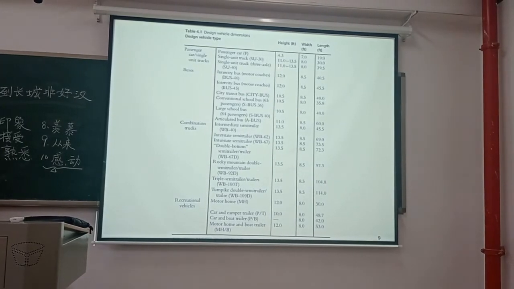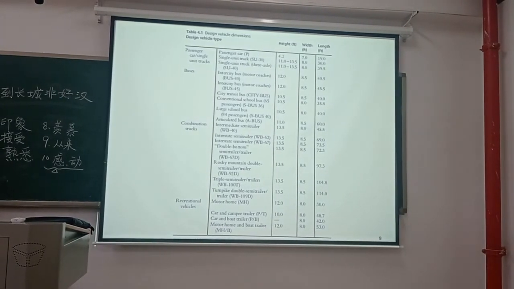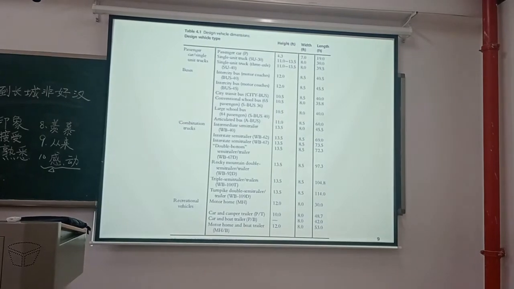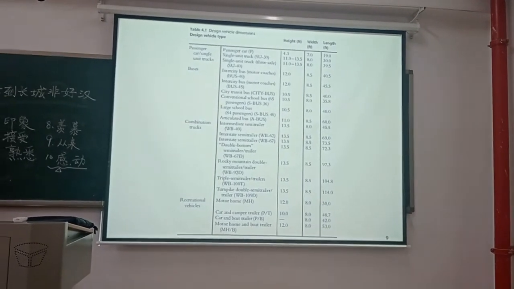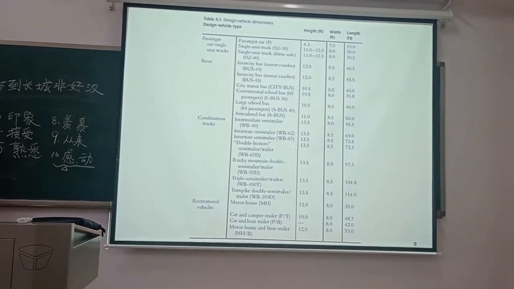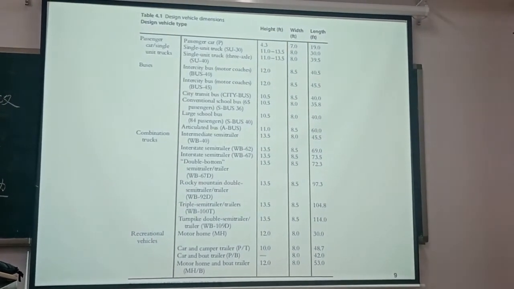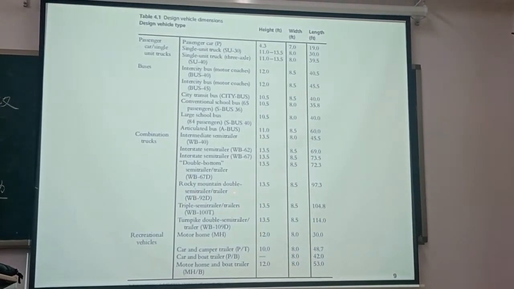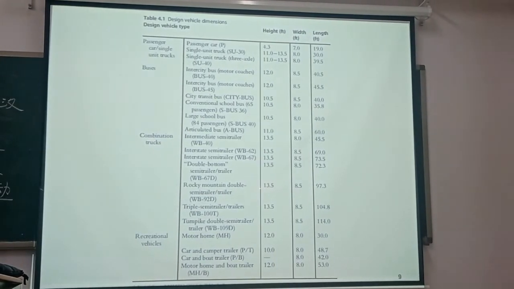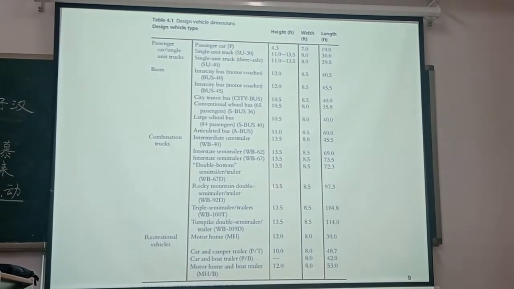The height. The passenger car is 4.3 feet, but for the Rocky Mountain Double Trailer it is 13.5.